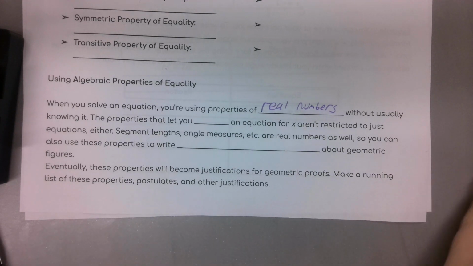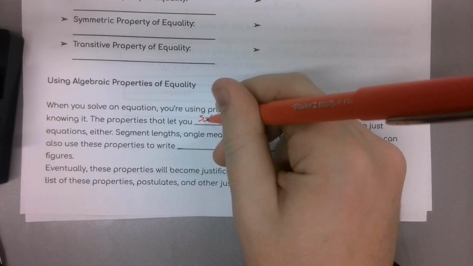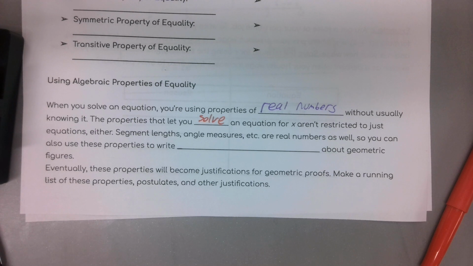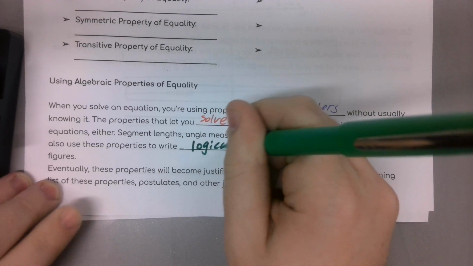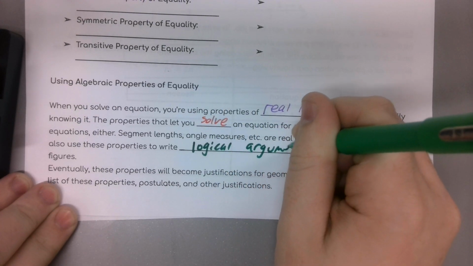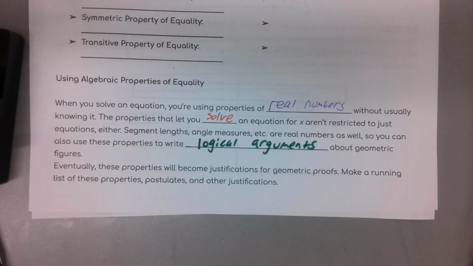The properties that let you solve an equation for x also aren't restricted to just equations. Segment lengths, angle measures, things like that are going to be replaced with real numbers. Like if I'm looking at a segment and I tell you it's 6 units long, we can represent it using the real number 6. Angle measures we can look at and be like, oh, that's 72 degrees. Well, then it can be replaced by the number 72. We use these properties to write logical arguments about geometric figures.